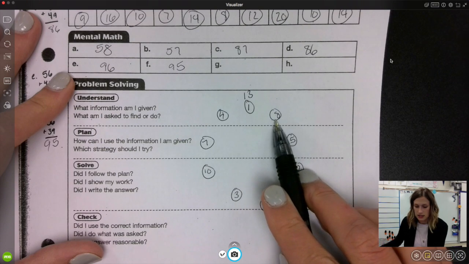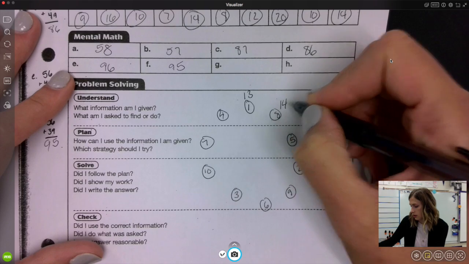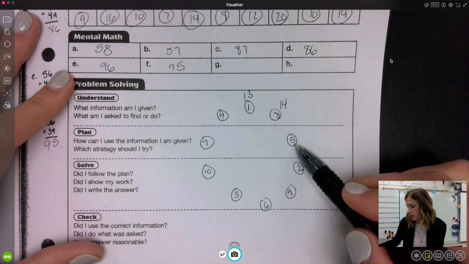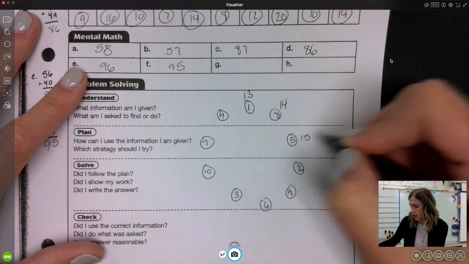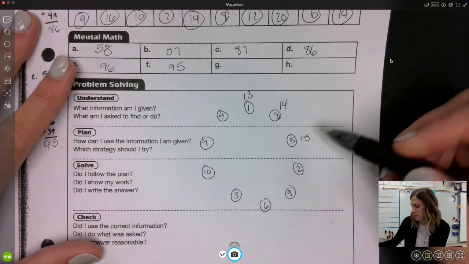1 plus 8 is 9, plus 5 more is 14. 8 plus 4 is 13, plus 2 more is 15. Catching a pattern? 13, 14, 15. Let's check to see if it keeps coming.